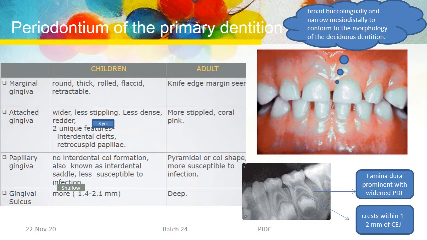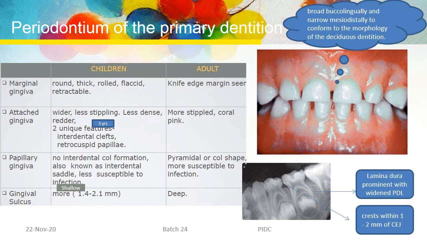So what are the differences? We'll just go about it. In case of children, the marginal gingiva is round, thick, rolled, flaccid and retractable, whereas in case of adults, it is a knife-edged marginal gingiva. It is also seen that the marginal gingiva is broad buccolingually and narrow mesiodistally. This is mainly to conform to the morphology of the deciduous dentition.